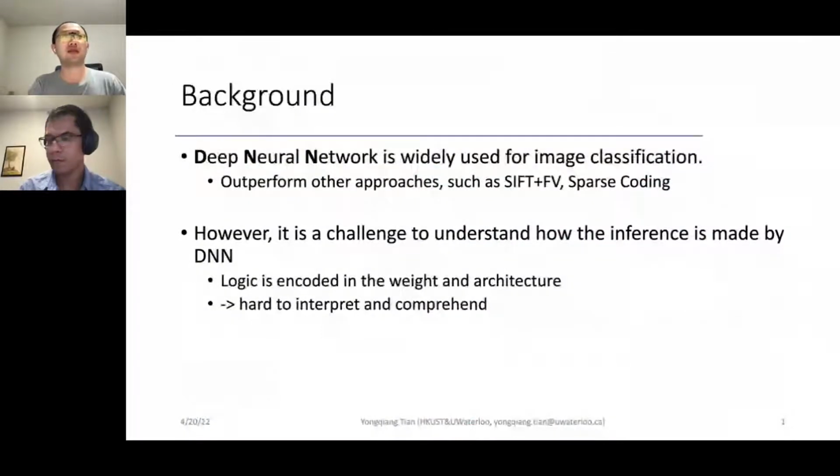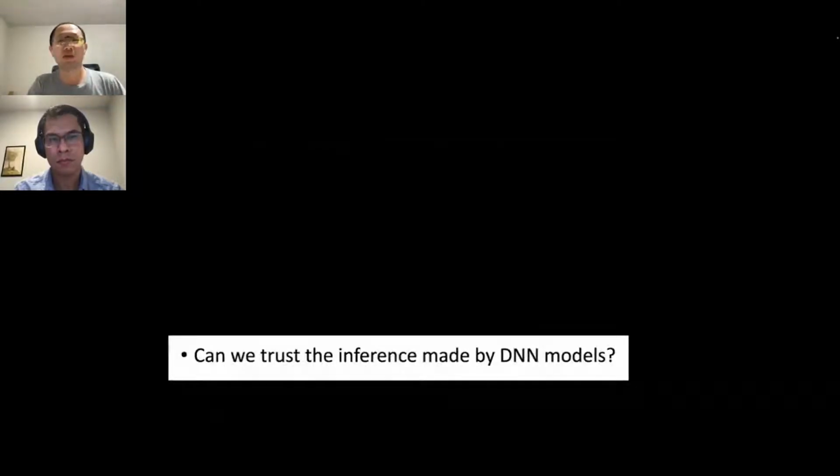Let me start from this slide. Deep neural networks are widely used for image classification. However, a challenge here is that it's hard to understand whether an inference is correct or not. Specifically, the logic is encoded in the weights and architecture, which is very hard to interpret and comprehend. This raises a new question: can we trust the inference made by a DNN model?